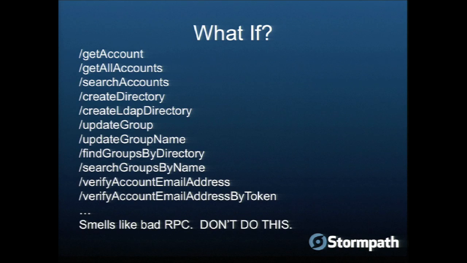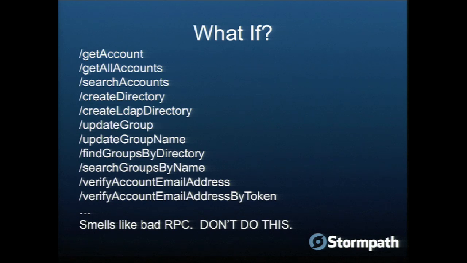you might see stuff like this, where maybe I want to create or search for groups by name, or find groups by directory, or verify account email addresses by token. This can explode very quickly if you try to do the fine-grained approach. And for those familiar with older RPC-based approaches, this really starts to smell like an older RPC mechanism. If you've ever had to support one of those in the past, you know that this doesn't scale well, and you end up having a lot of code to maintain and test and fix for bug fixes. So this really smells like old RPC. Don't do this when you're designing REST APIs.